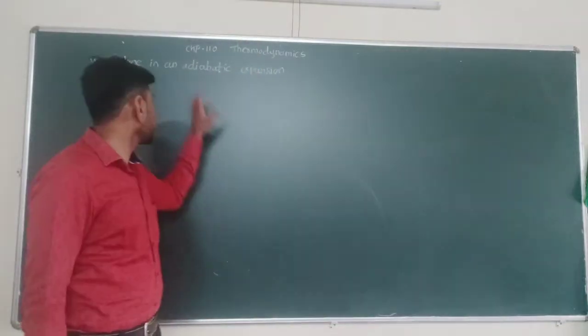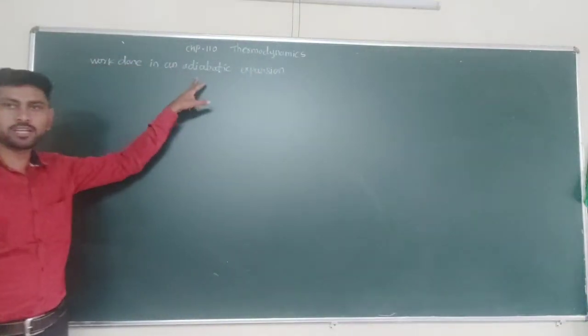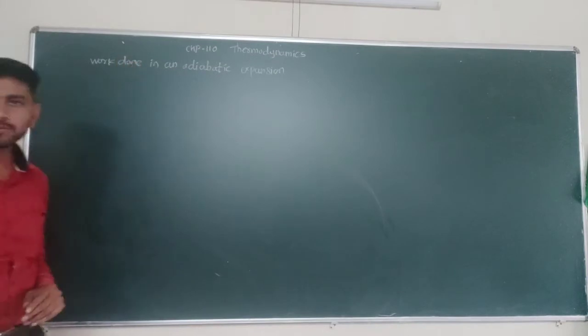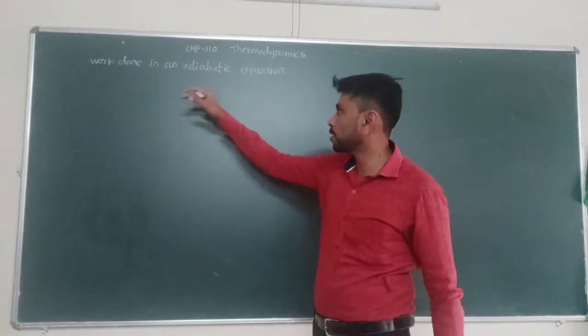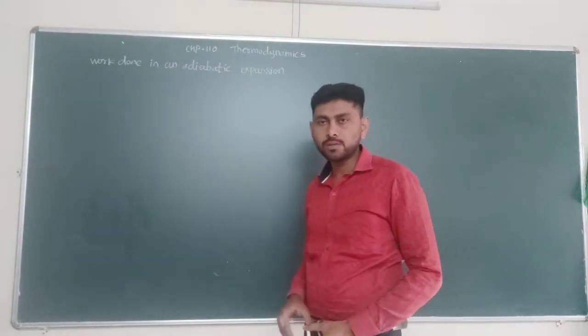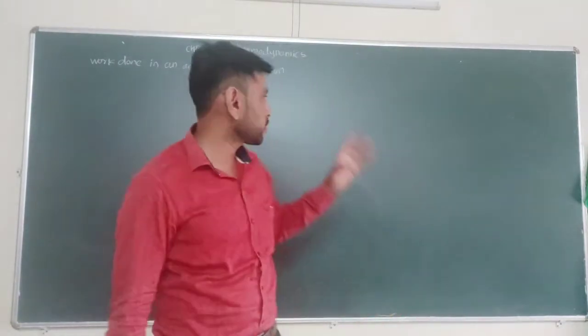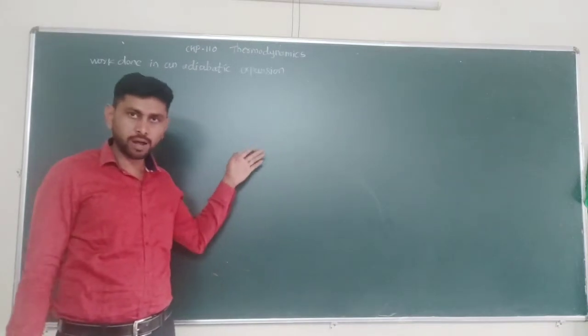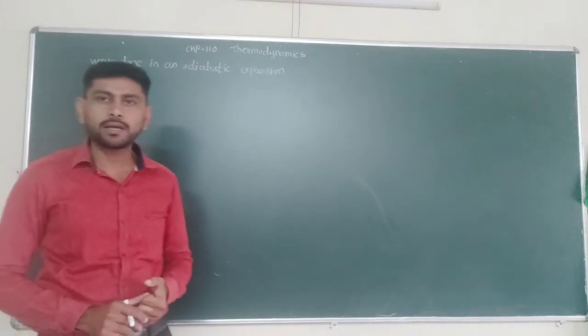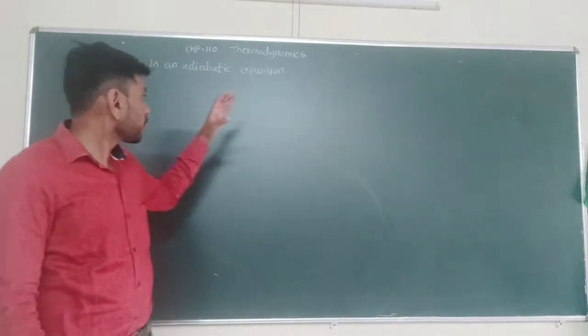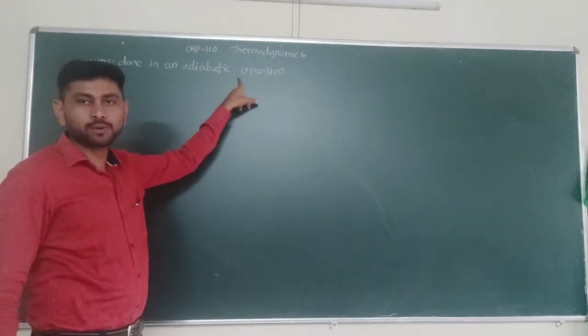The next part we have to study is the work done in an adiabatic expansion. We have to derive the equation for work done in an adiabatic expansion. So we know the adiabatic process in simple terms. First, I told you in the first few lectures the basic terms used in thermodynamics. So, adiabatic process, I told you.